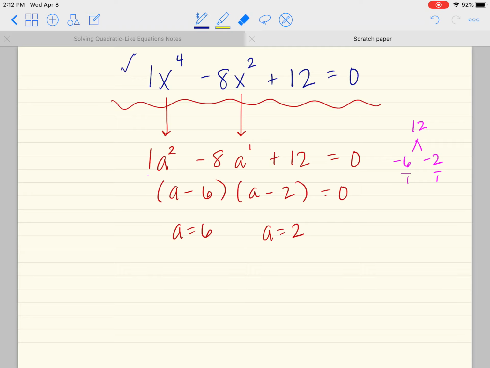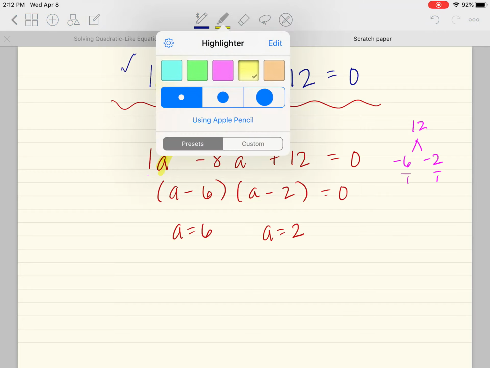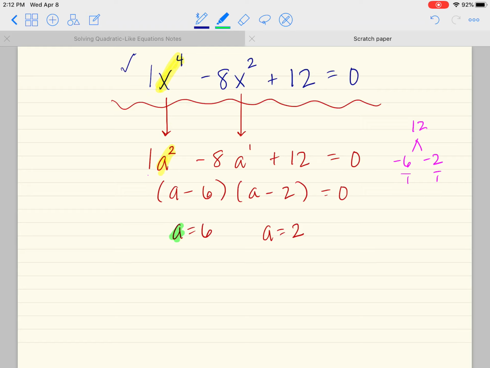But remember, what we're trying to do is solve for this original equation. We're trying to solve for x, right? So here's where we've got to go back to our substitution. What we said in this substitution was that the x to the fourth here was being replaced by a squared, okay? Now that's kind of helpful, but not really what we need. What we did was we solved for a to the first. Now a to the first, that's here. What did that replace in our original equation? Well, it replaced x squared.